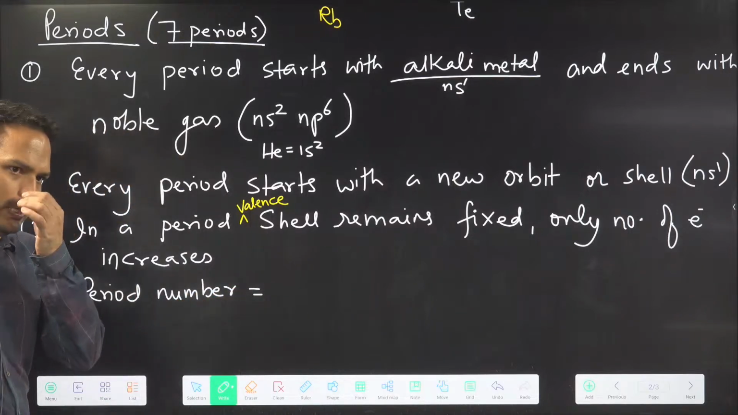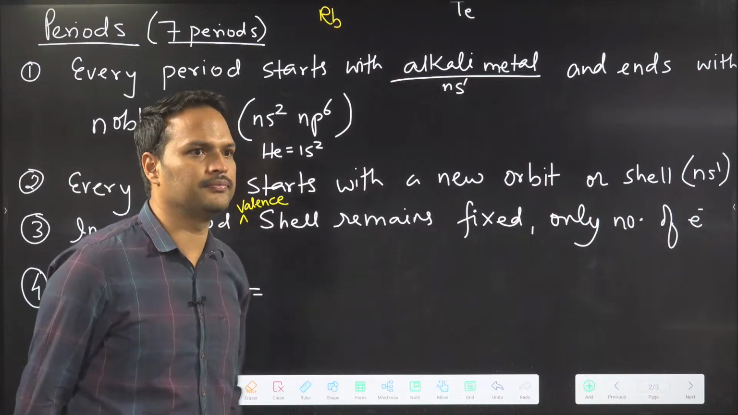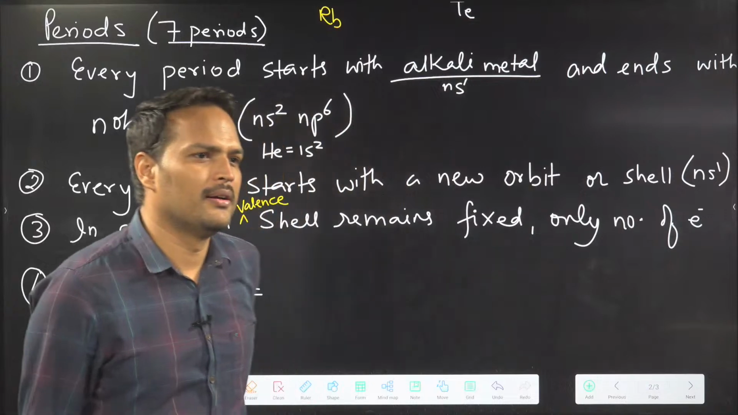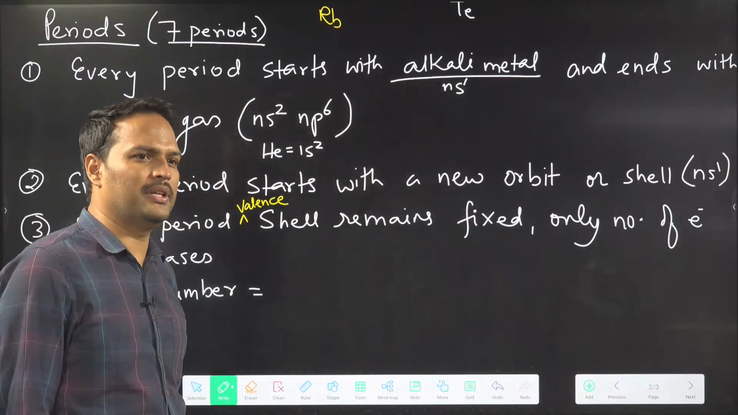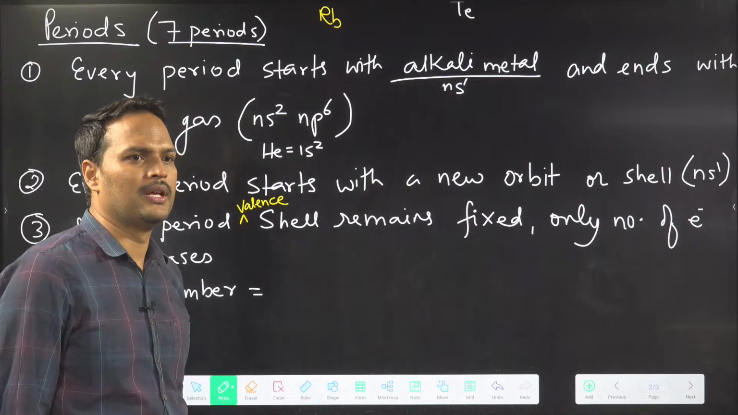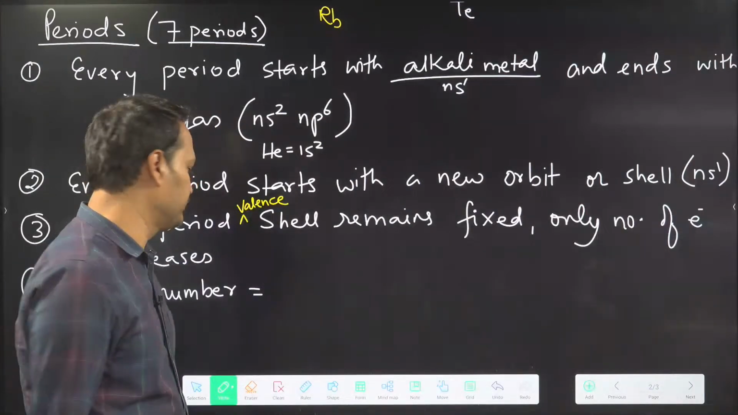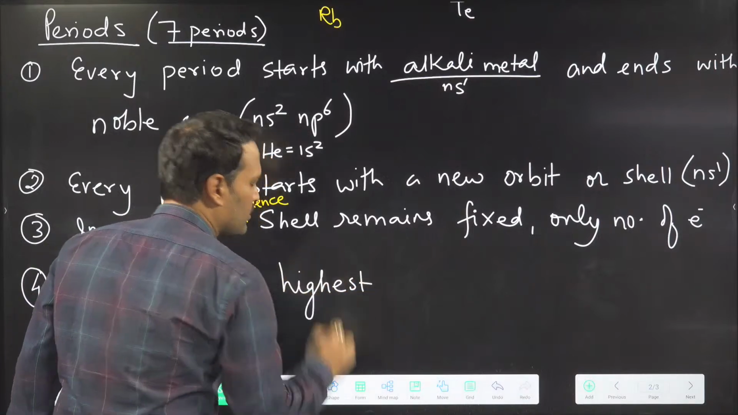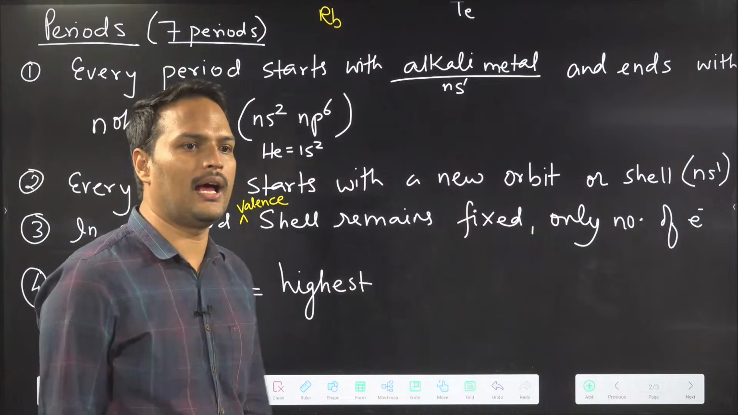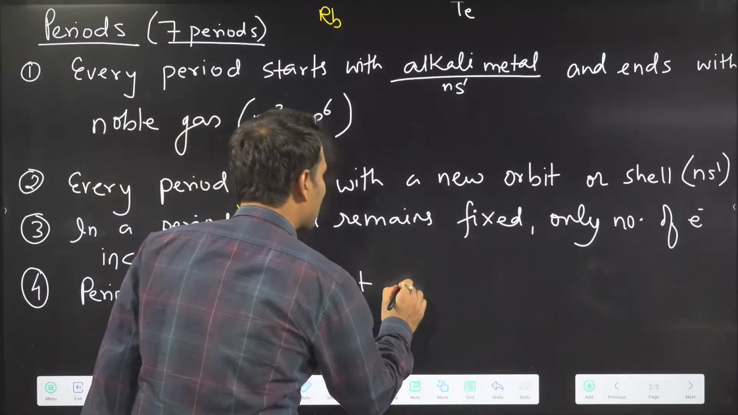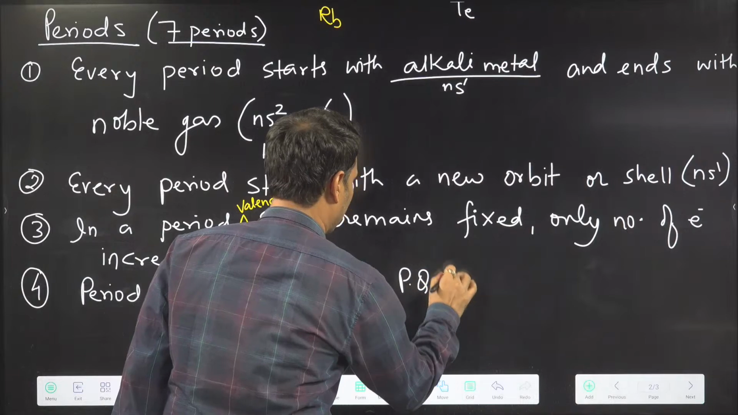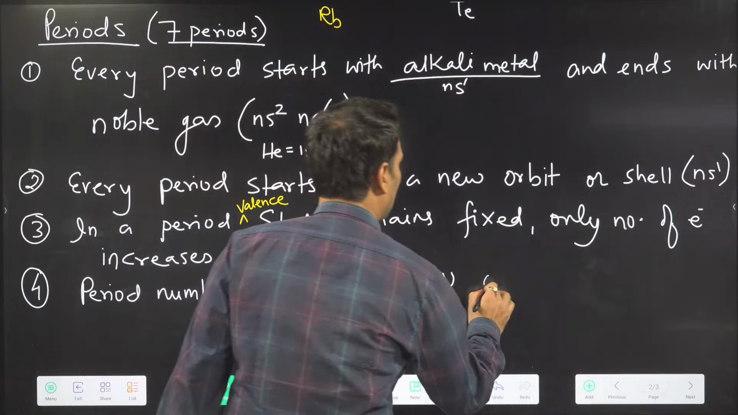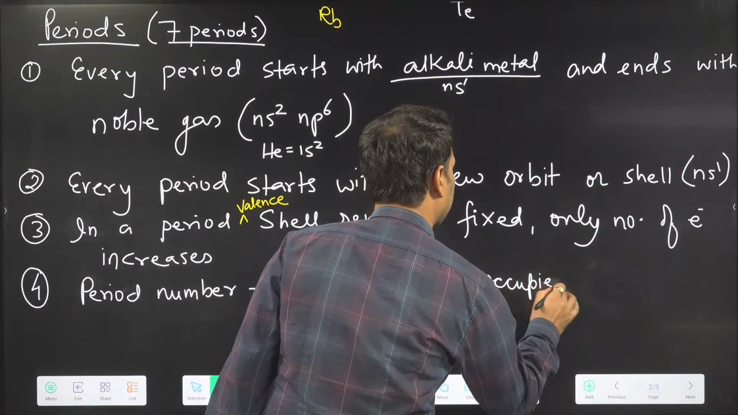is equal to what? Can you guess what I'm going to write here? Period number, 6th period, 7th period. How will you come to know from the element? It is equal to the highest n. I'm giving you a hint. Highest principal quantum number, which is represented by n. Highest principal quantum number occupied.